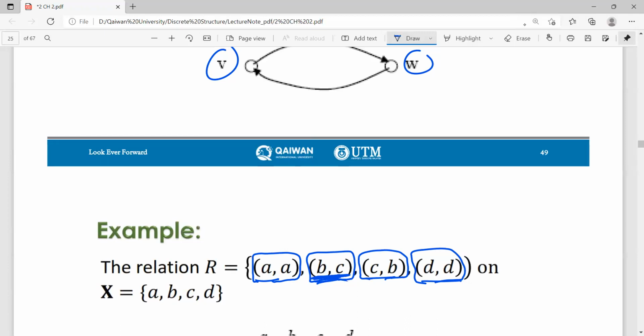So what if you have AD? We must have D and A also. In the case where you have no D and A, we say that's not symmetric. But for this relation, we say that's symmetric, because in the relation, if we have AB, we also have BA.